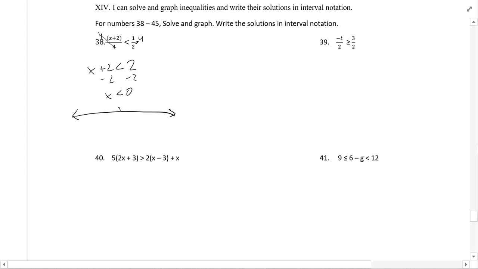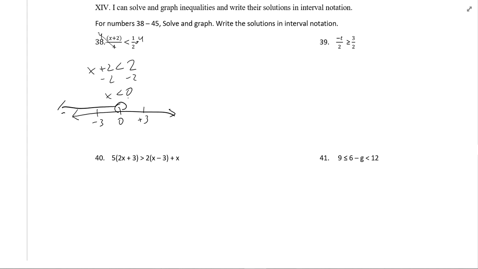Remember, I have my number line. Here's 0 in the middle. Here's +3, here's -3. So when you graph this, it's saying x is less than 0, which means you would put an open circle on 0 and say everything to the left of 0 would be a solution. Okay, so now let's write this graph or this solution in interval notation.